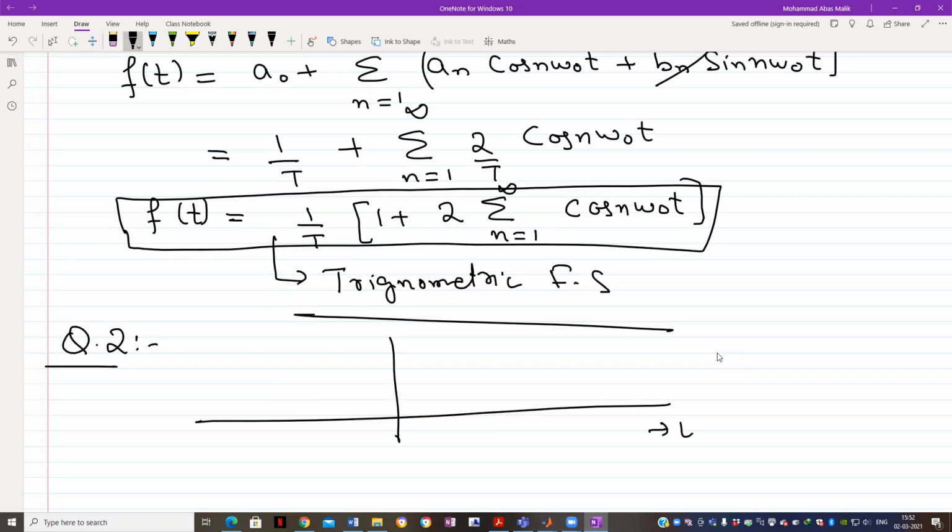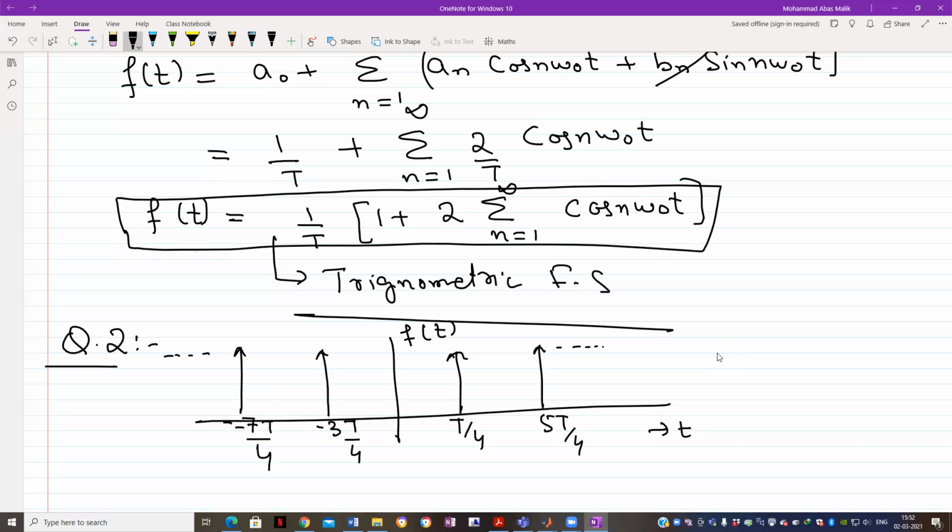This is your t. This is f of t. This is 1 delta at T by 4. Then the second one will be at 5T by 4, and so on. Now this will be at minus 3T by 4. Similarly, this will be at minus 7T by 4, and so on.